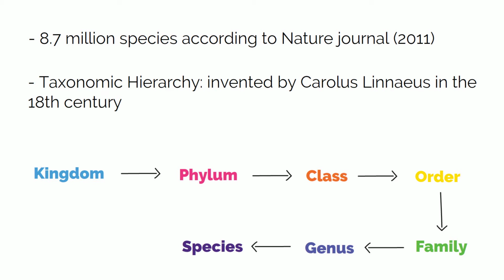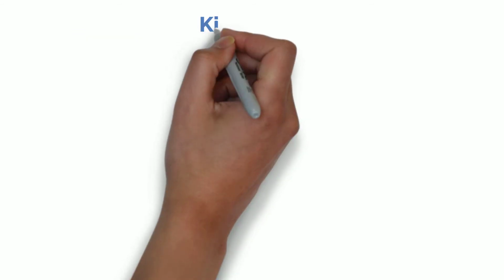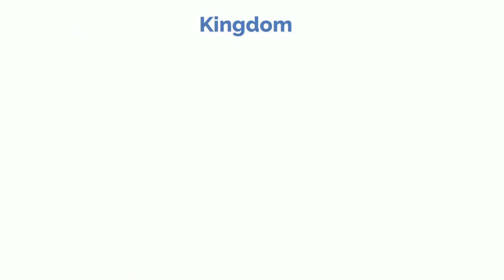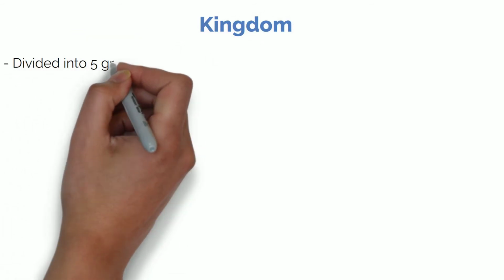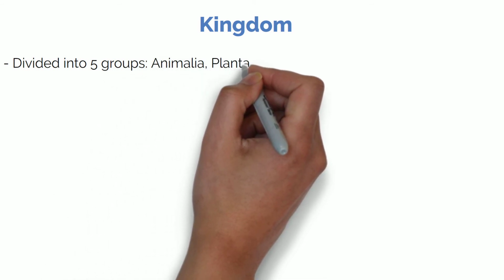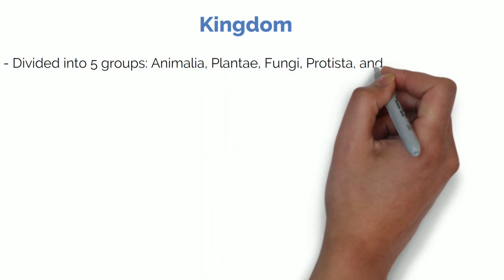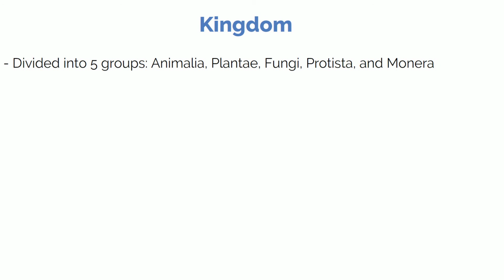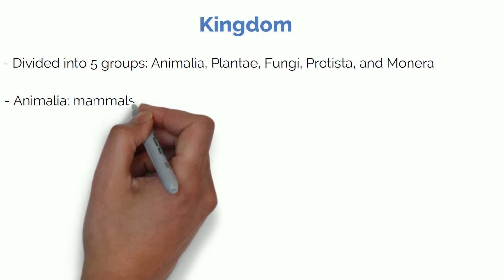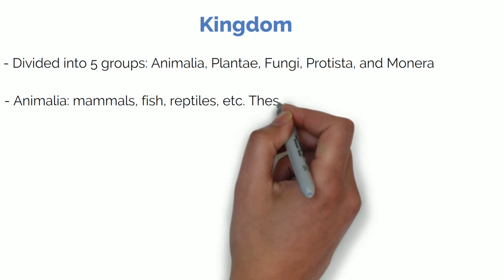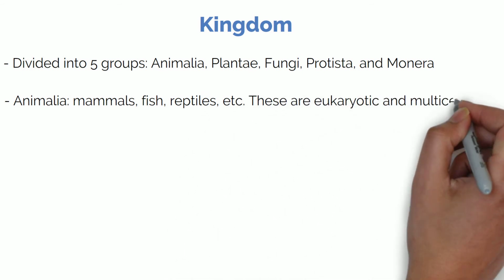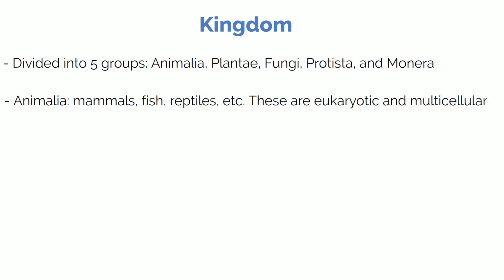So let's explain each of these steps a bit further. Kingdom, as I mentioned, is the broadest level of the hierarchy, and it is divided into 5 groups: Animalia, Plantae, Fungi, Protista, and Monera. Animalia are most of the animals we know, mainly mammals, fish, reptiles, etc. In Animalia, all of the species are multicellular and eukaryotic.